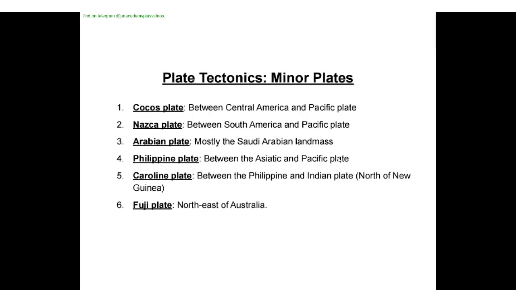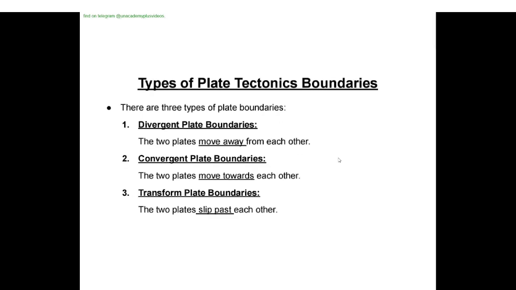Plate tectonics, minor plates. Cocos plate between Central America and Pacific plate. Nazca plate between South America and Pacific plate. Arabian plate mostly in the Saudi Arabian landmass. Philippine plate between the Asiatic and the Pacific plate. Caroline plate between the Philippine and Indian plate, north of New Guinea. Fiji plate northeast of Australia.